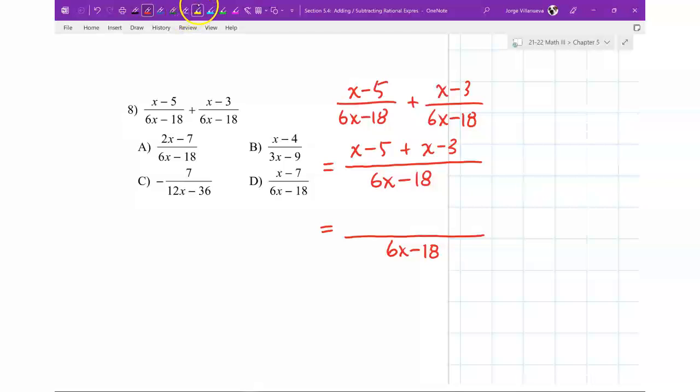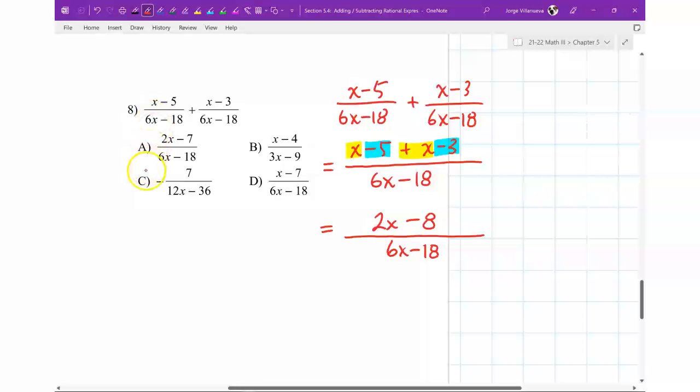Now let's see, like terms, x plus x and negative 5 minus 3. So x plus x is 2x, negative 5 minus 3, negative 8. Let me see if I have that answer right there. That's interesting. Am I missing something? 2x minus 8. Yeah, okay. So far we hadn't factored anything.